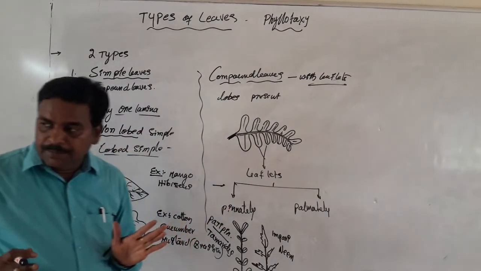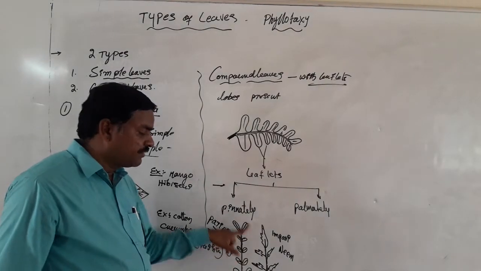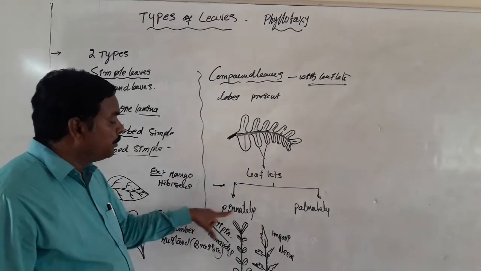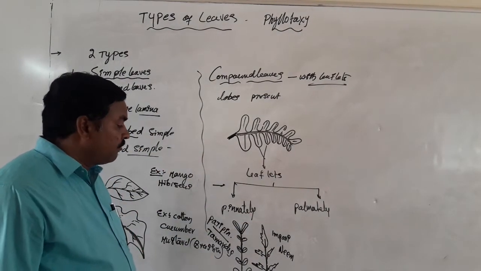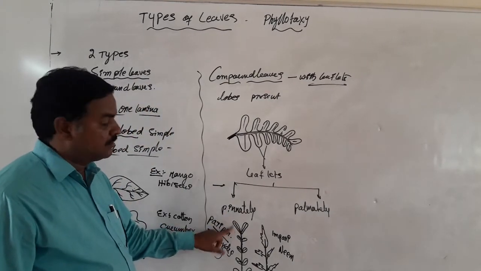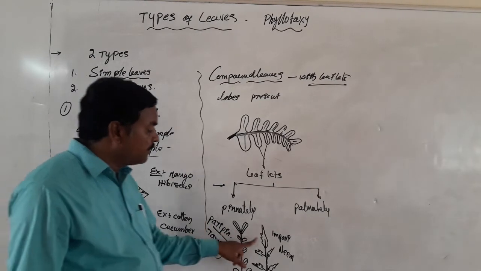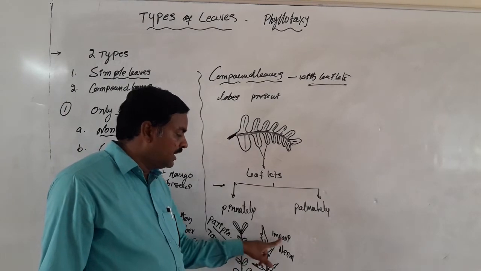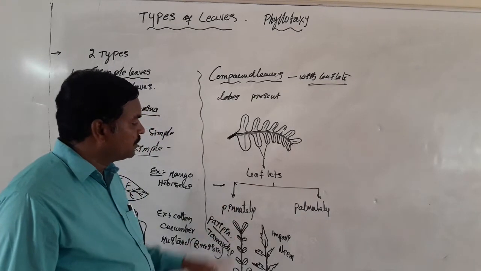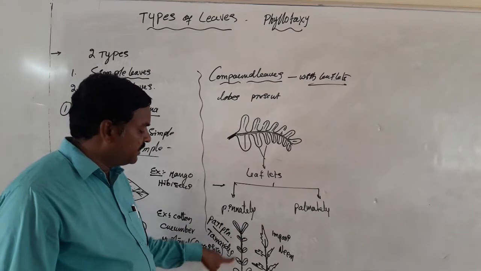Pinnately compound leaves are represented by a centrally located radius. Many leaflets are arranged on either side of the radius. It gives an appearance of the structure of a pinna, so they are called pinnately compound. When this pinnately compound leaf terminates into a pair of leaflets, that is called paripinnate. Example, tamarindus. When it terminates into a single leaflet, that is called imparipinnate. Example, neem. They are pinnately compound leaves. In these pinnately compound leaves, the leaf lamina is dissected into a number of leaflets.